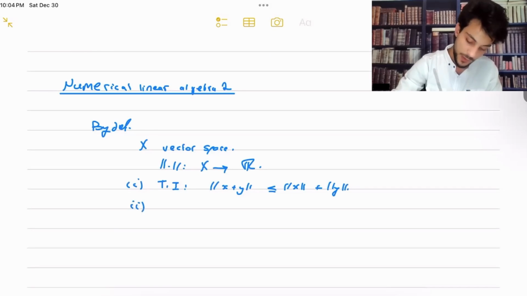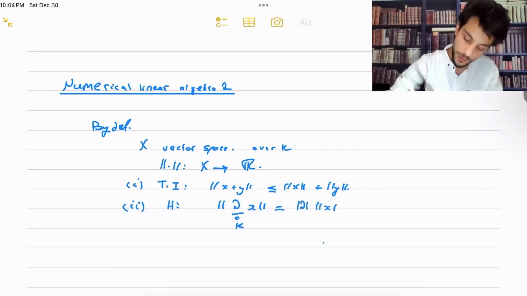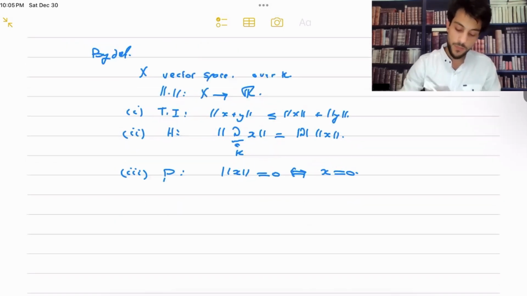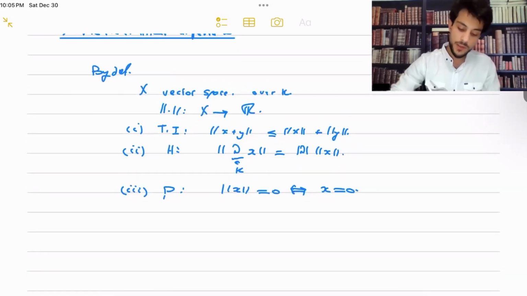The second one is so-called homogeneity. It says if we have a lambda in K, where lambda is a scalar coming from the field over which X is defined, then we can pull that lambda outside the norm, and we get this. And the third one is so-called positivity, and it says that the norm of x is 0 if and only if x itself is 0. Okay, so as I said, you might be familiar with this notion.